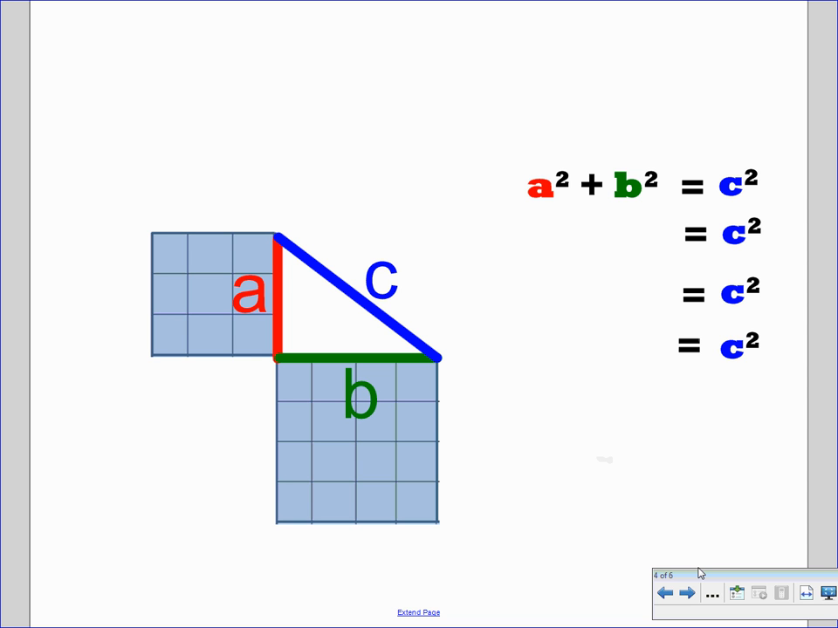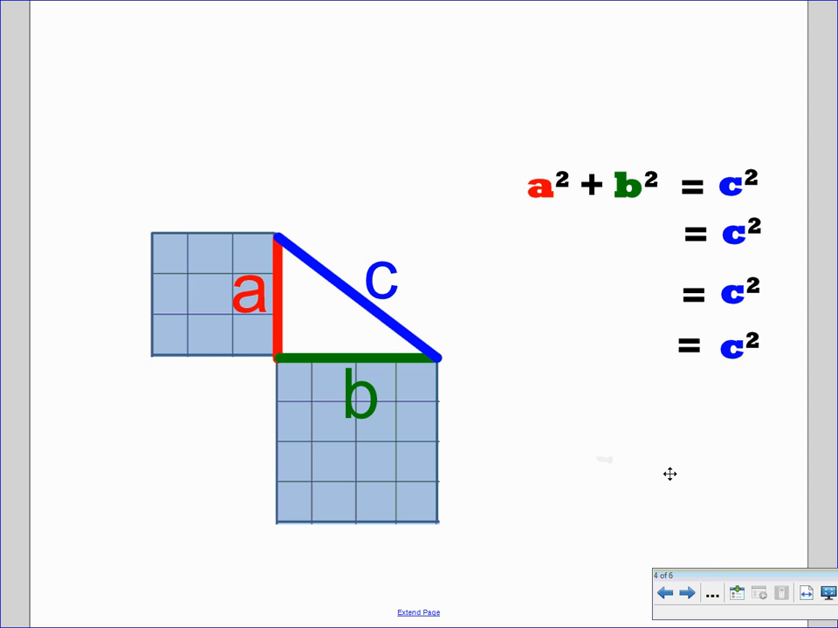The first step is to label all the sides. C, remember, is always the longest one. A is the shortest, and B is the next shortest. C is always going to be opposite the right angle. Then we're going to write the Pythagorean theorem: a squared plus b squared equals c squared.